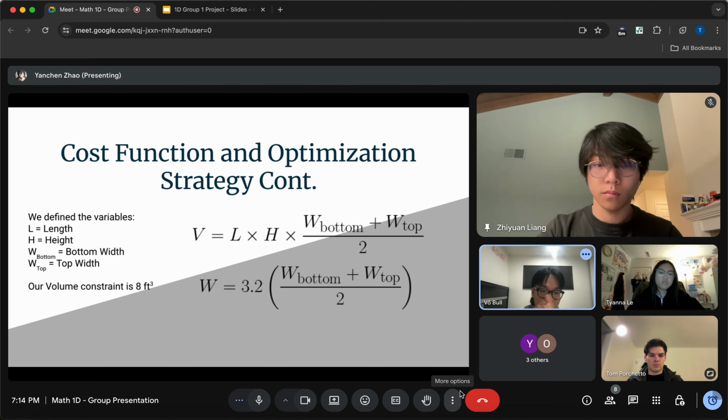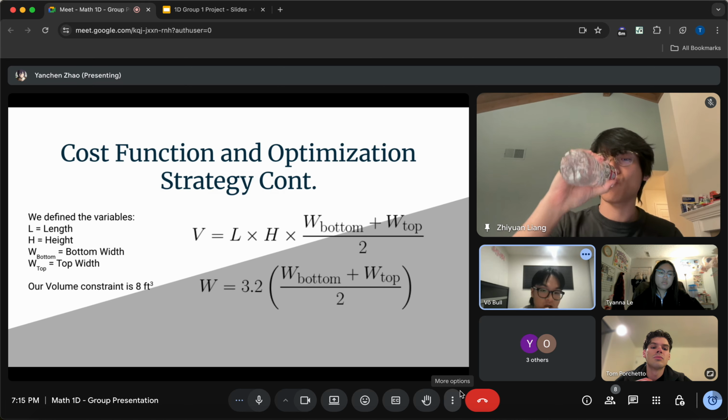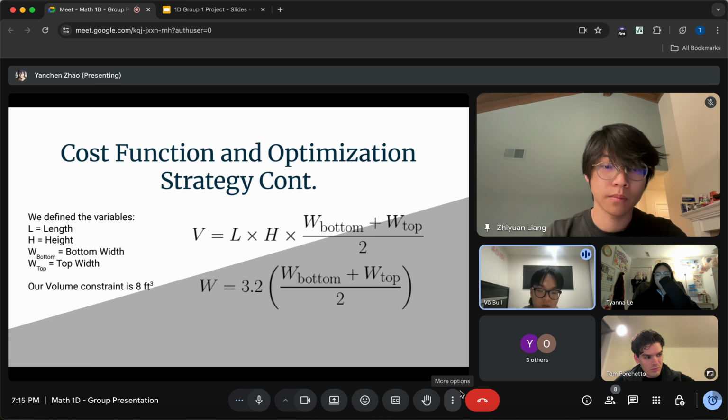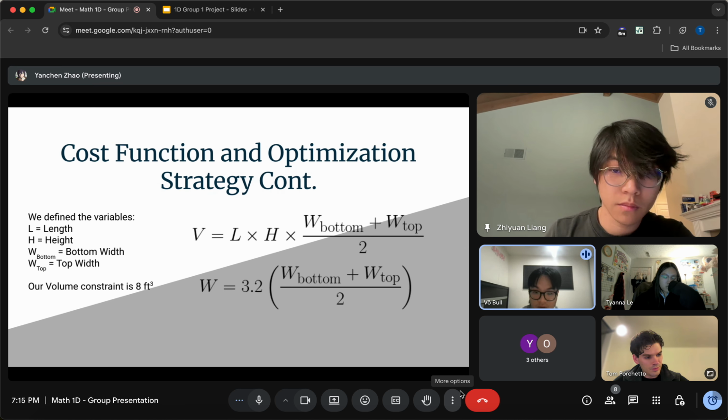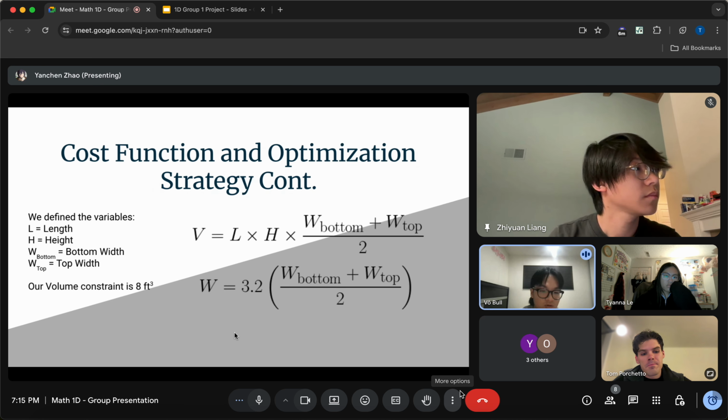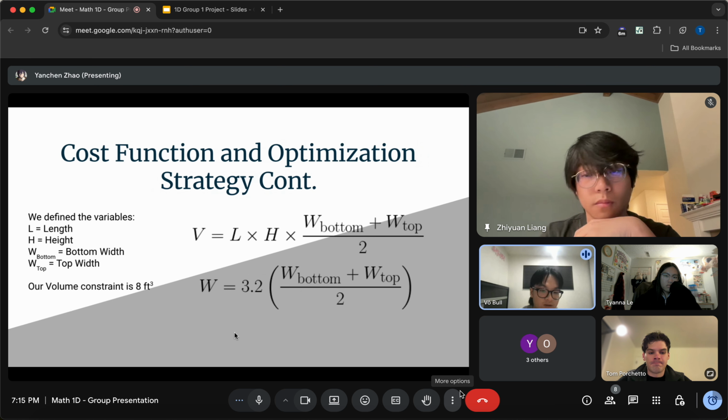In our design, we chose a trapezoid to do this project. To find the volume, we have length times height times the bottom width plus the top width, then divided by 2. I chose a length of 3 and a height of 2. So the volume is 8 feet cubed.